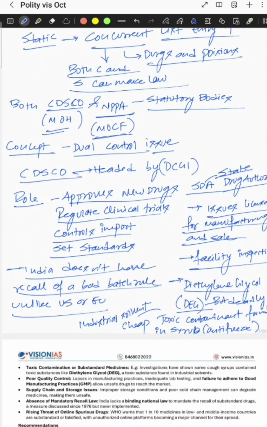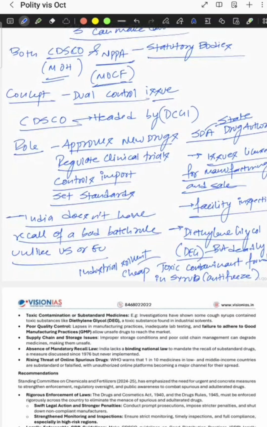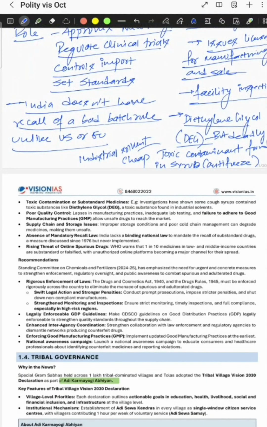And one more thing, diethylene glycol. What it is, is an industrial solvent which is cheap, and it's an antifreeze which is used in cough syrup. Okay, it is toxic, but it is cheap. It is used as a substitute for glycerin, which is very bad for health. That's why so many deaths are happening because of that. So this is it for this topic for prelims, and I have given more in the notes, you can go through it.